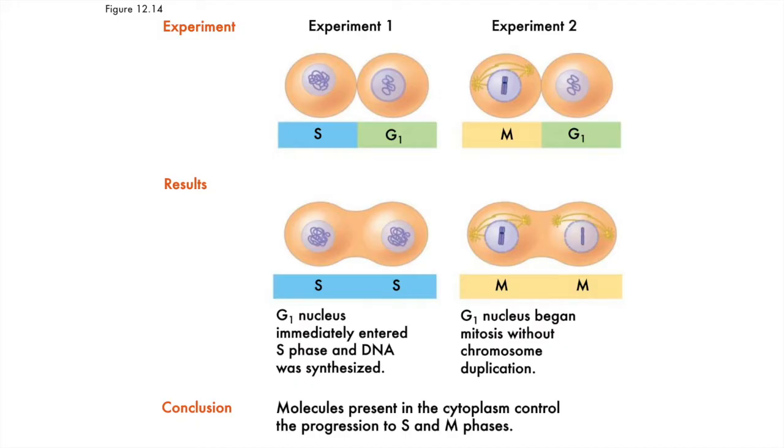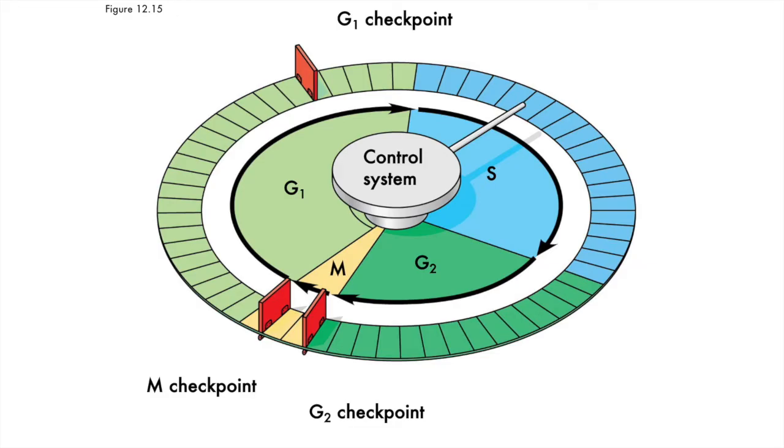A second experiment in a cell in mitotic phase fused with a G1 cell, the G1 nucleus went into mitosis even though the chromosomes weren't even replicated. Even though the nuclei were intact, something in the cytoplasm influenced the behavior of the pair of nuclei. We now know of at least 3 different internal signals that regulate the different stages of the cell cycle. There's a G1 checkpoint, a G2 checkpoint, and the M checkpoint.